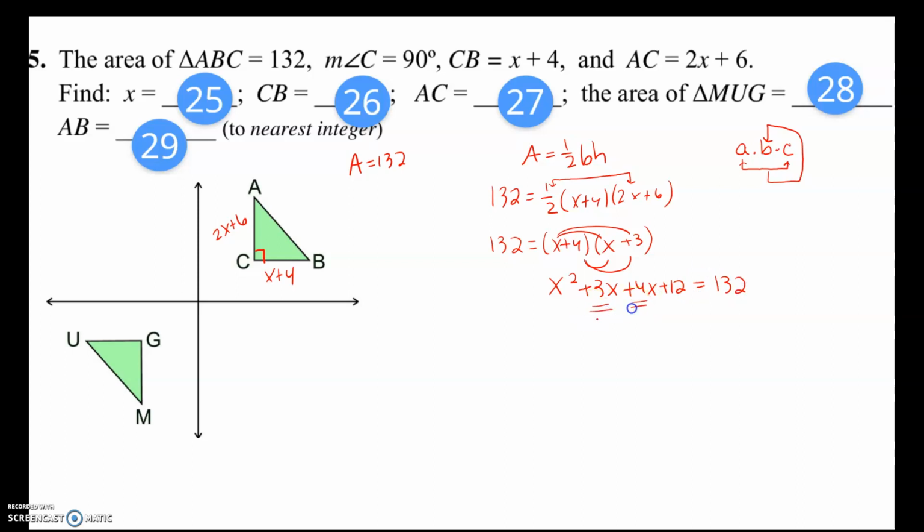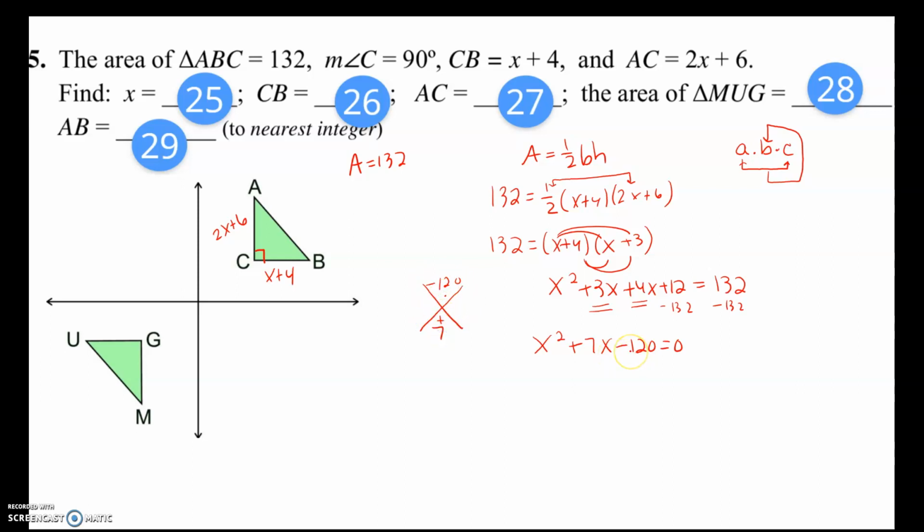Combine like terms. I'm going to get x squared plus 7x, and I'm going to subtract 132. So I'm going to get x squared plus 7x minus 120 is equal to 0. I moved him over because I have to have this guy equal to 0. So now I have to factor this. I need to think about what multiplies to negative 120, but also adds to a positive 7.